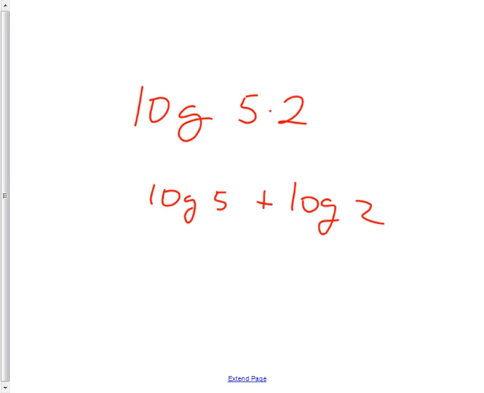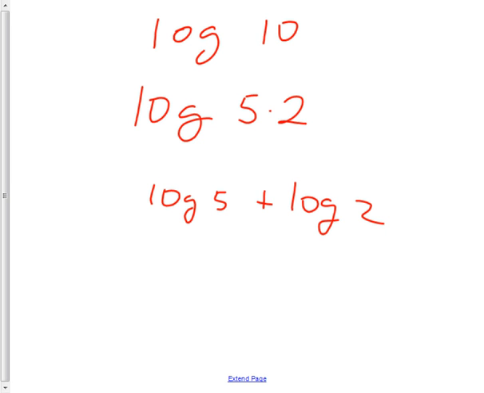So, would you agree log of 5 times 2 is the same as log of 10? Because 5 times 2 is 10. So then, what is log of 10? We just did that 2 seconds ago. What is it? It's 1. Test me. Try it. Type in log 10 and see if it really equals 1. It does, doesn't it?